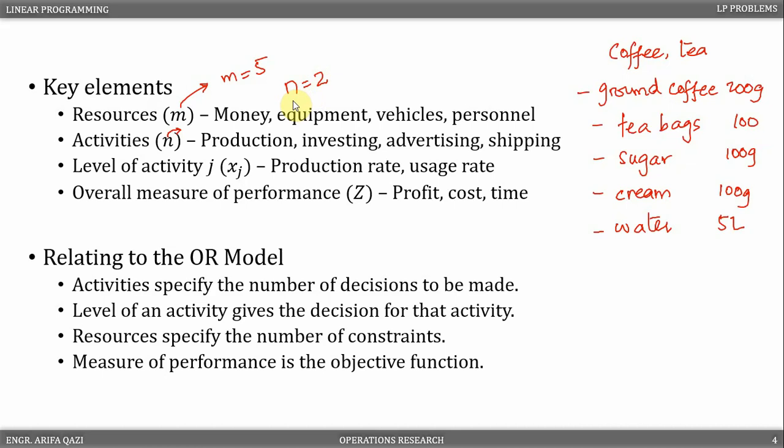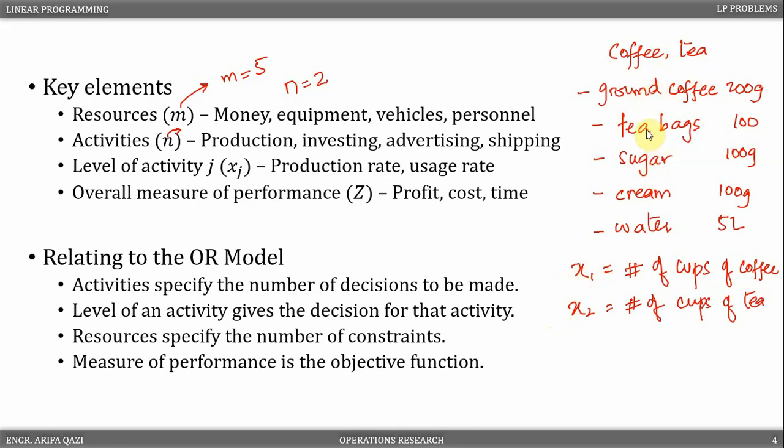Now, how much coffee I make or how much tea I make is the level of each activity. Let's say X1 represents the number of cups of coffee I make. So X1 would be equal to the number of cups of coffee. And X2 would be equal to the number of cups of tea. Now, comparing it to the standard OR model, this X1 and X2 are our decision variables. So in this case, we need to make two decisions, which are given by the number of activities that I have.